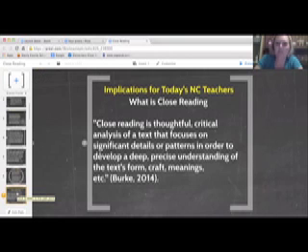Implications for today's North Carolina teachers. What is close reading? Close reading is thoughtful, critical analysis of a text that focuses on significant details or patterns in order to develop a deep, precise understanding of the text's form, craft, meanings, etc.